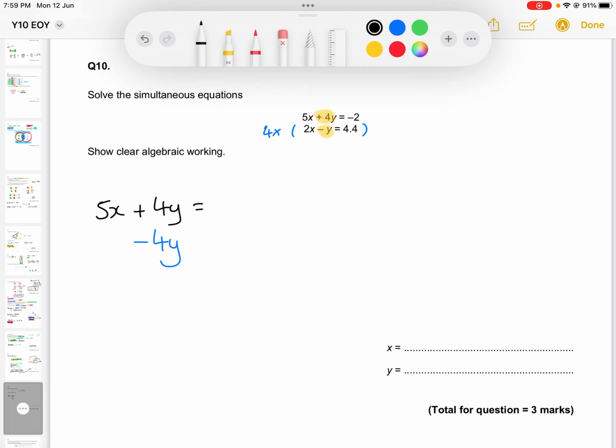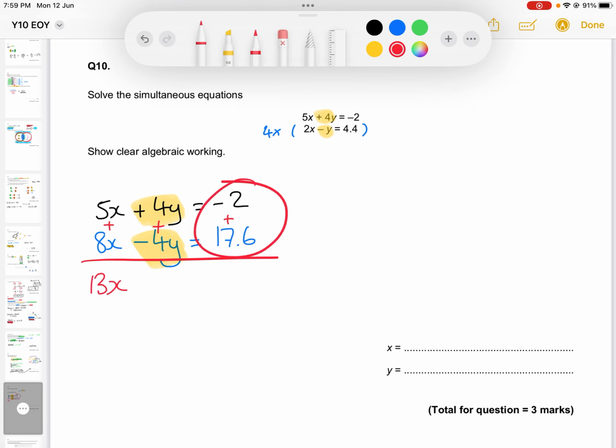5x plus 4y equals minus 2, and then I've got to multiply every other part of the bottom equation by 4 as well. Which is going to give me an 8x here, and it's going to give me a 17.6 here. We have a positive 4y and we have a minus 4y, which are opposites of one another. When we add these opposites together, we are going to make them cancel. We add the x's together, we get 13x, and we add the numbers together and we get 15.6. Does that look right? Yeah, 15.6.